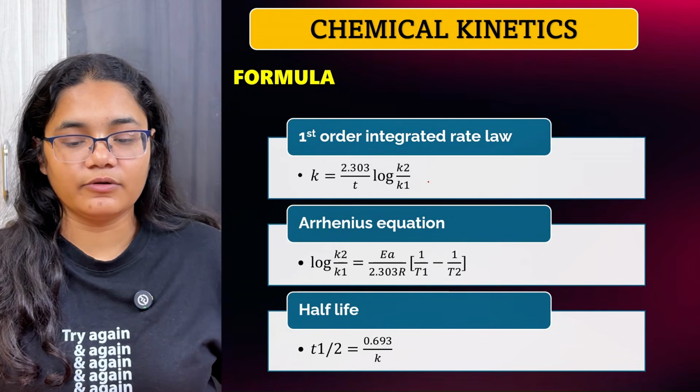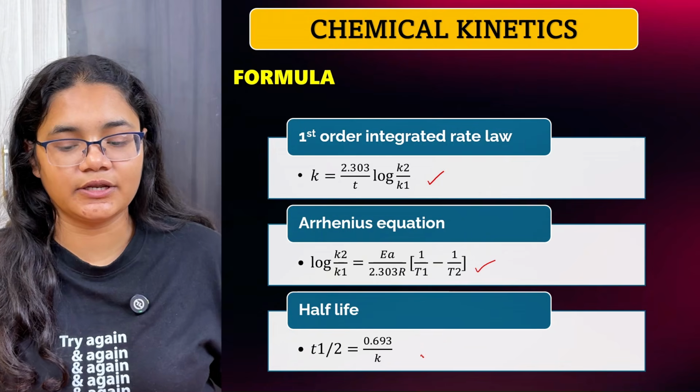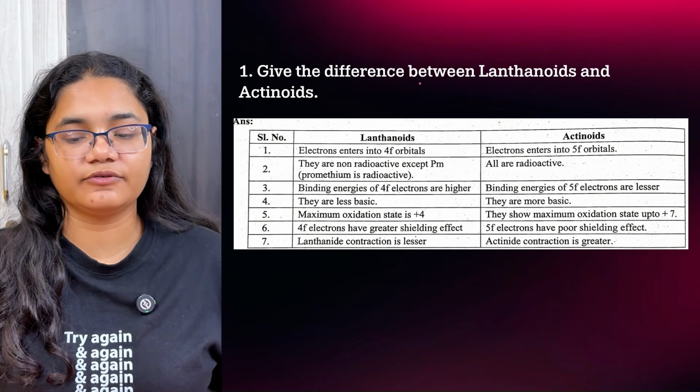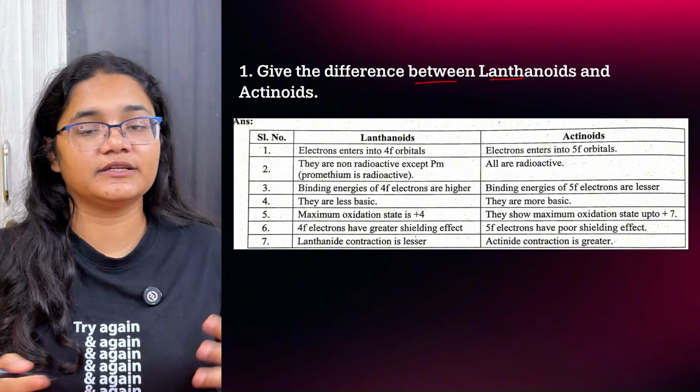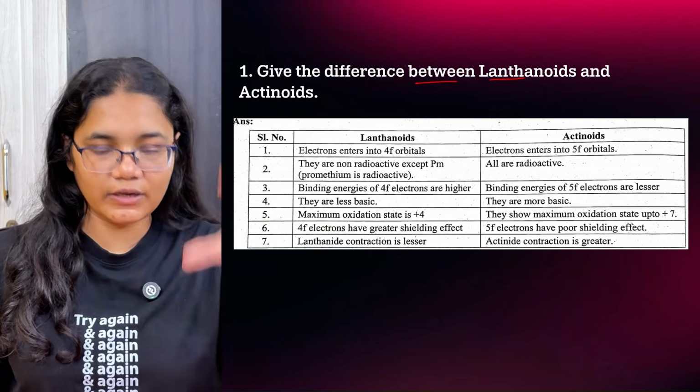Next, some important formulas. First, integrated rate law for first order, then Arrhenius equation and the T half for first order. Next, we'll move to D and F block chapter, difference between lanthanoids and actinoids. So here the question can also be asked like write the properties of lanthanoids or write the characteristics of lanthanoids. Then also you can write down only the points of lanthanoids.